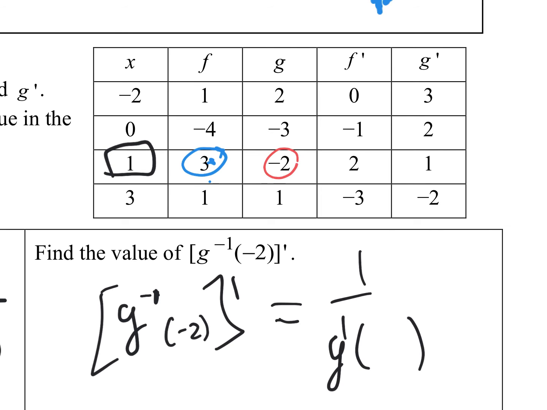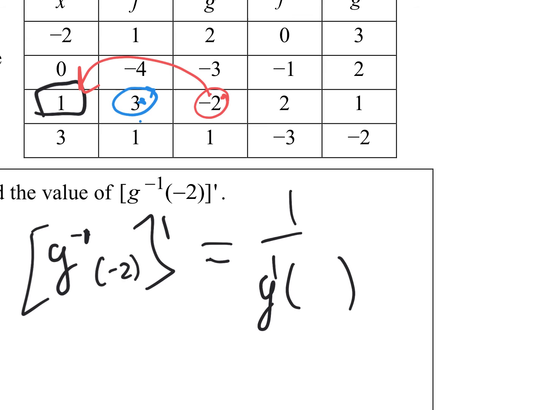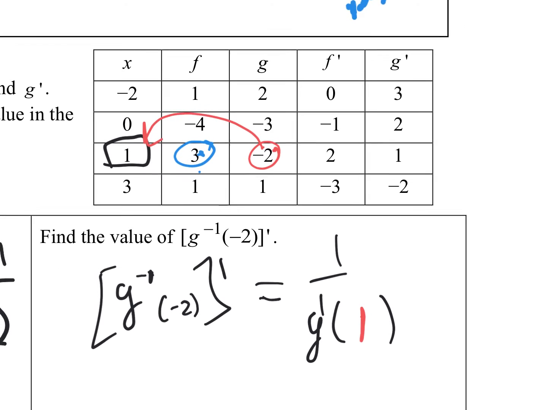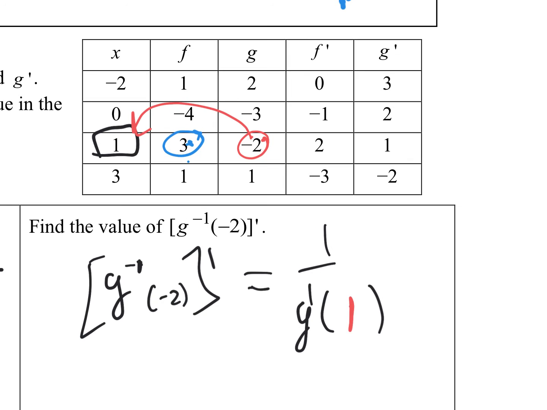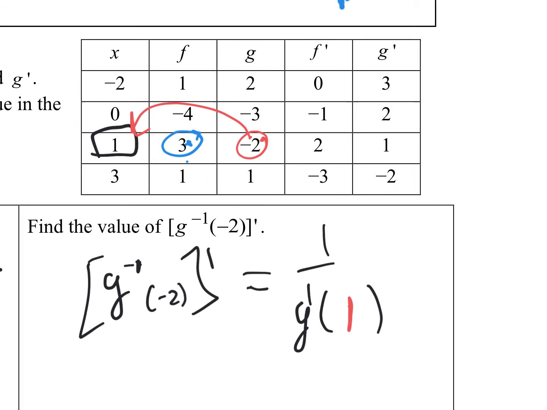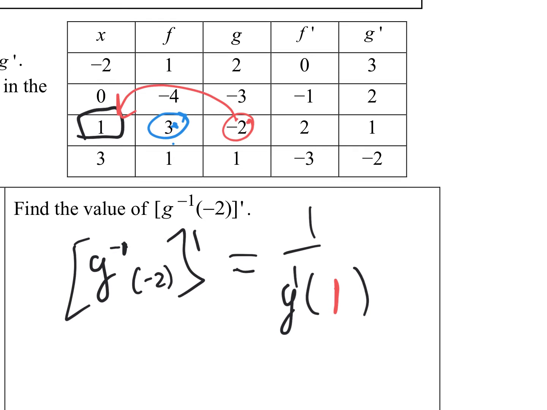There is one. What is the x that goes with it? 1 again. So I need g prime of 1. So g prime of 1, wait, isn't it, one. Wait, never mind.